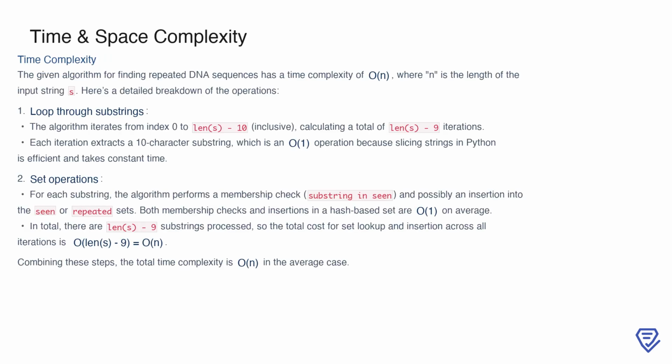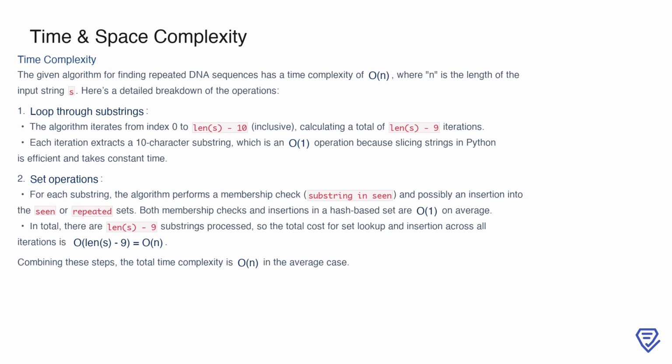Here, we analyze the time complexity of the algorithm used to find repeated DNA sequences. The algorithm has a time complexity of O(n), where n is the length of the input string s. Let's break this down step by step. First, the algorithm iterates through the string, generating all possible 10-character substrings. This involves iterating from index 0 to len(s) - 10, which results in len(s) - 9 iterations. Extracting a substring in Python is efficient and takes constant time, or O(1), for each operation.